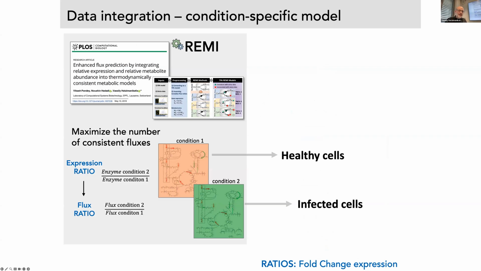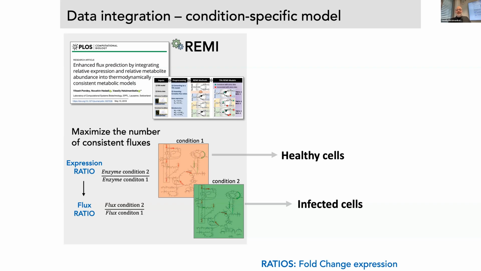So essentially we get two models. We have two reaction networks, two GEMs, that are structurally exactly the same. And then I have expression ratios for the different transcriptomic conditions between condition 1 and condition 2, or condition 2 over condition 1.